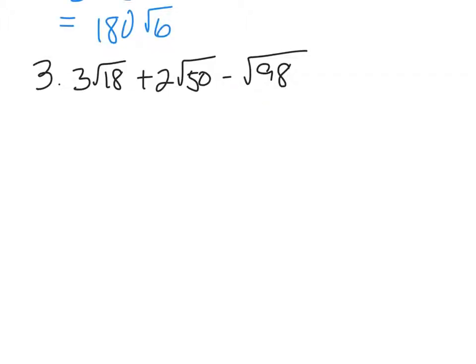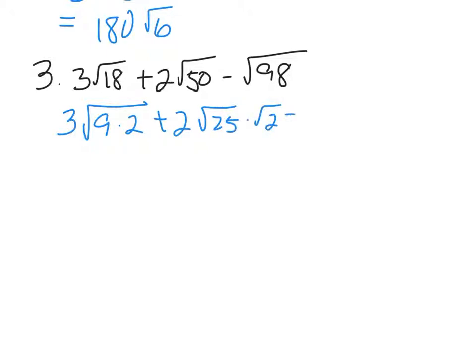Okay, 18. Okay, I'm feeling lazy. Can we just write 18 as 9 times 2? 50, we could do 25 times 2. And 98, 49 times 2. Okay, here's a little hint. Once they give you one radical that's left over, they tend to leave that as their leftover so they can add like terms. Okay, square root of 9 is 3.